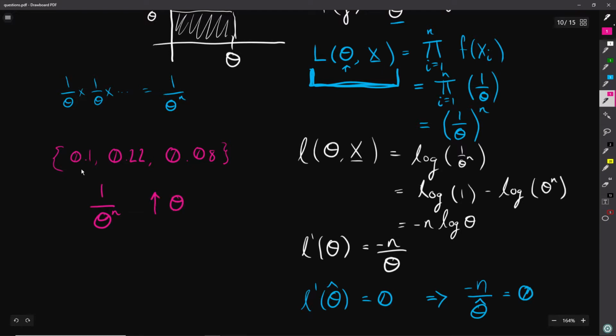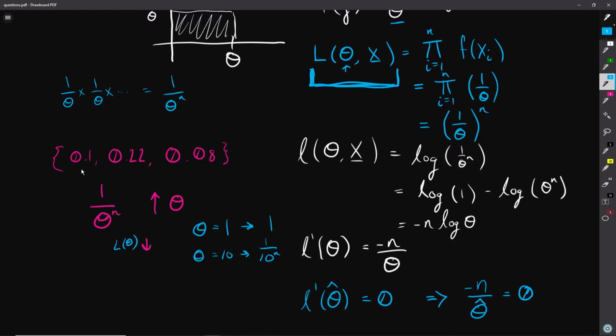Okay, as theta gets big, then 1 over theta is going to decrease, right? So if you think about plugging in, say, theta equals 1, this is going to be equal to 1. And if we plug in theta equals 10, then this is 1 over 10 to the power of n. And if we plug in theta equals 100, it's going to be the same thing. And so as theta gets big, then L of theta gets small, informally, right?